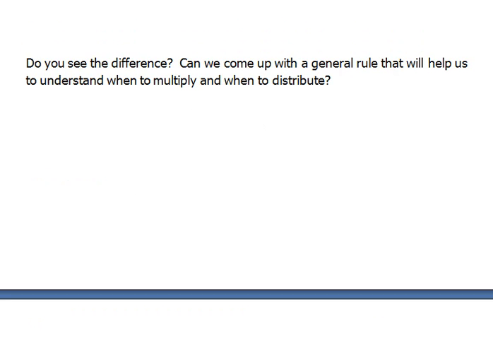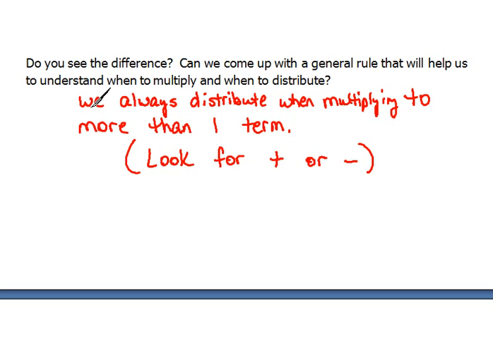If you can see the difference there, then we can come up with a general rule that'll help us to understand when we're supposed to multiply and when we're supposed to distribute. We always distribute when we're multiplying to more than one term. Look for the plus or the minus inside the parentheses. That's going to be your clue that we have to distribute.